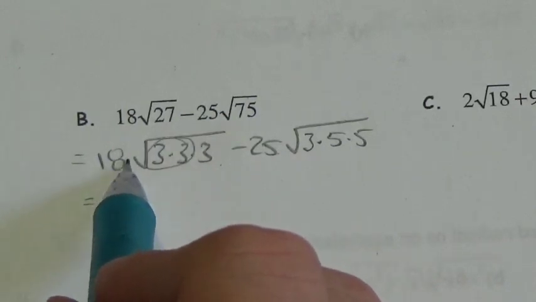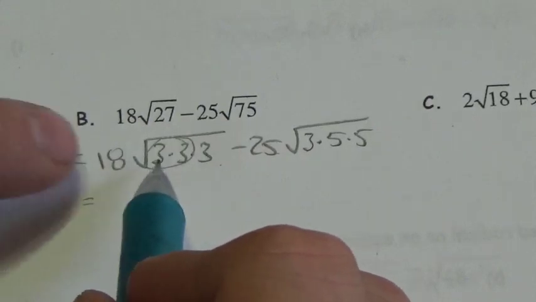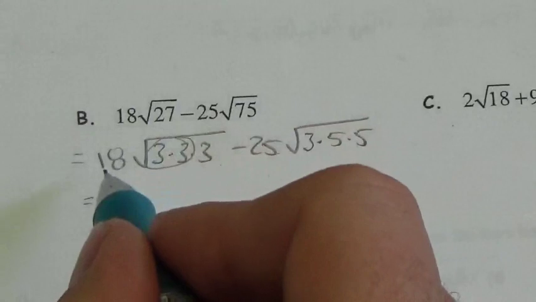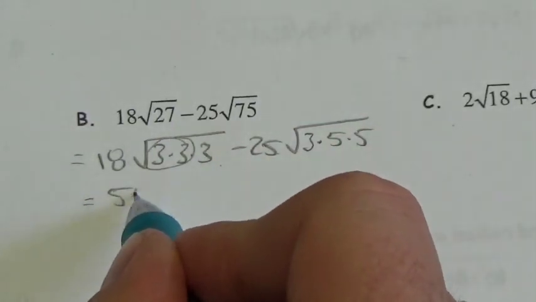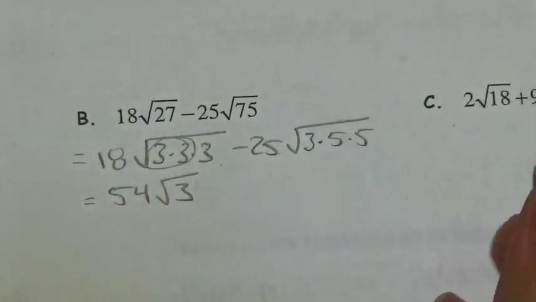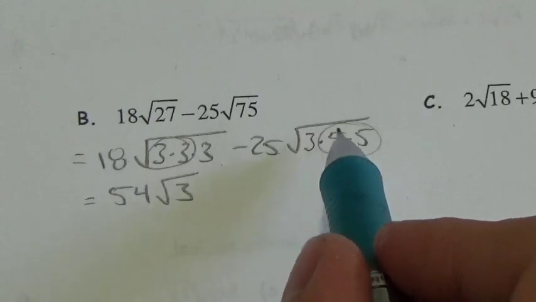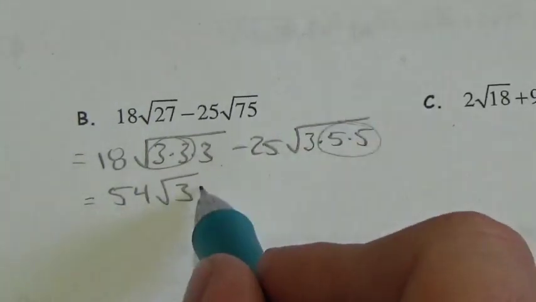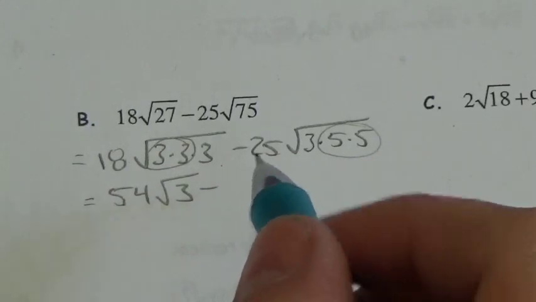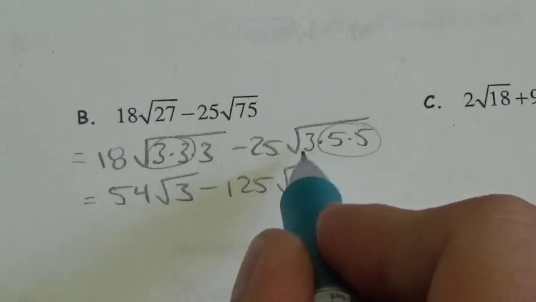Now, bear in mind that these are all multiplied together. So when I take that 3 out, that's part of the radical. That was being multiplied by 18. So 18 times that 3 will be 54. And I can't do anything with that remaining root 3. Over here, there were a pair of 5s, so that's going to come out. And I'm going to multiply that by the 25 that was left over here. And that's actually going to get me 125. And again, there's a root 3 here.